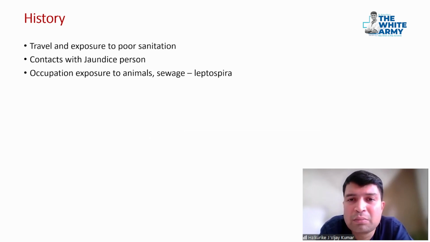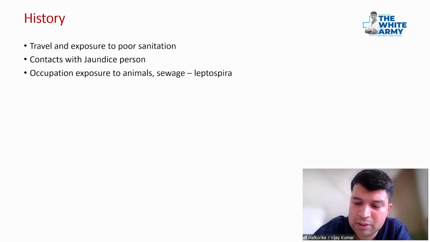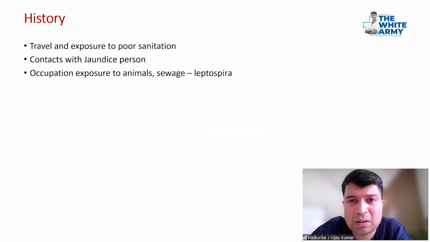Anyway, it is important when somebody stays in a hostel or PG. Occupational exposure to animals, sewage, everything is important, particularly leptospira, which also causes jaundice. Particularly here, the presentation will not be in the form of jaundice itself. He has other constitutional presenting symptoms, in the form of fever, high-grade chills, renal dysfunction.